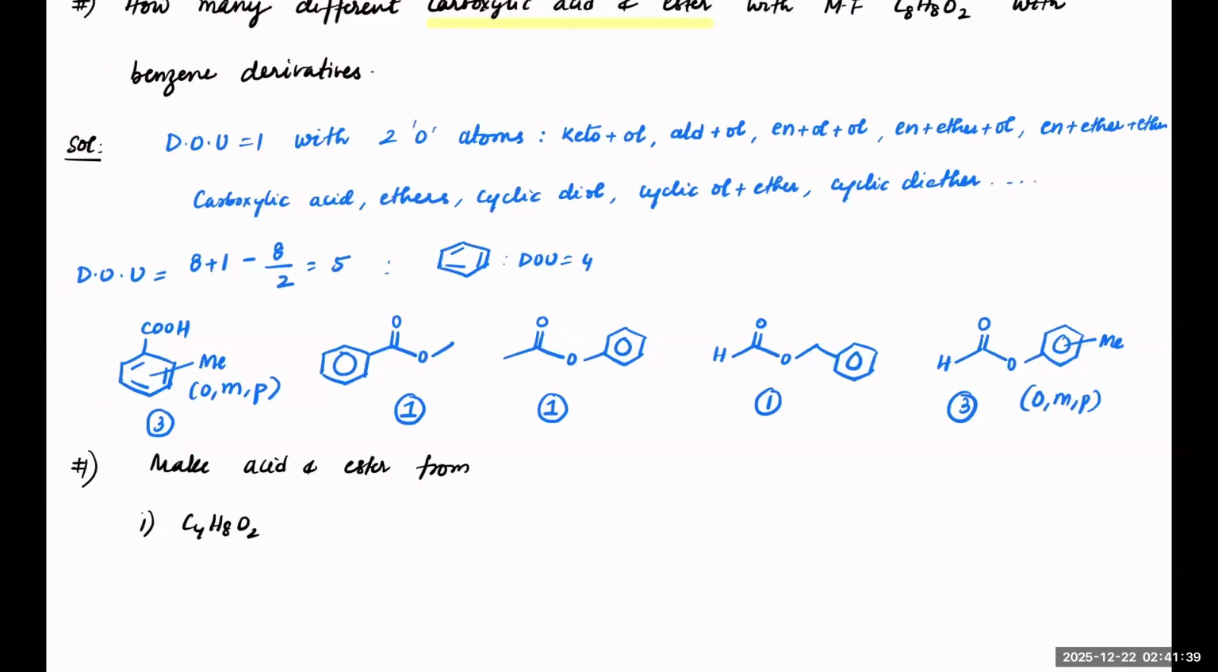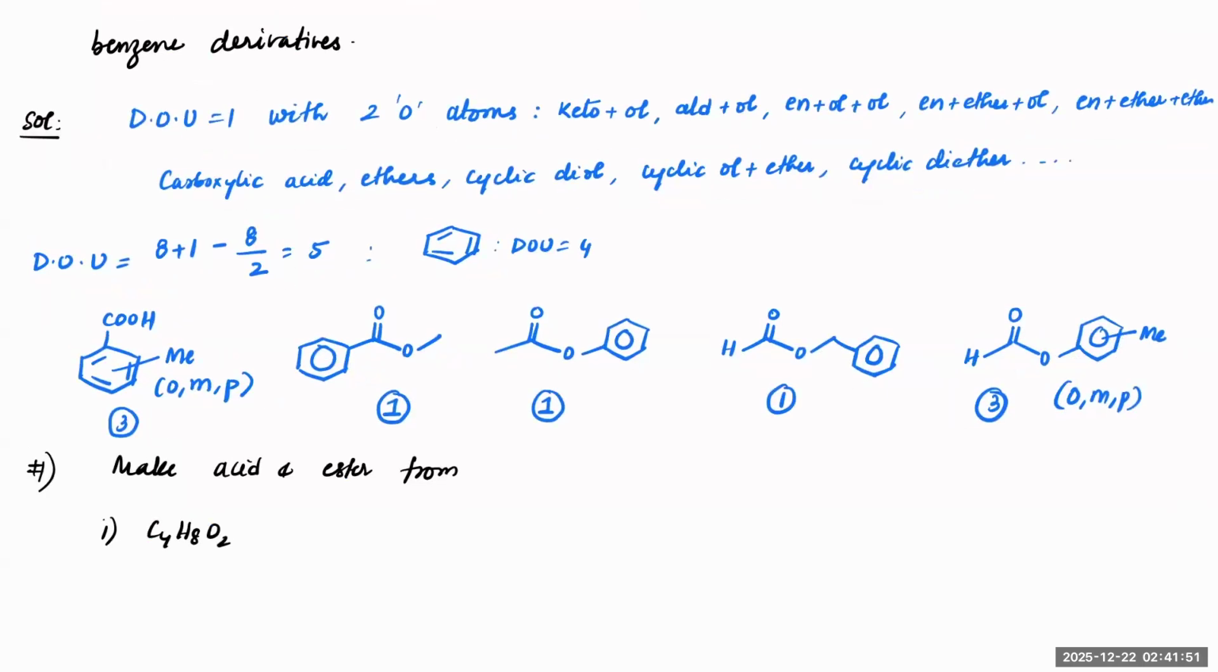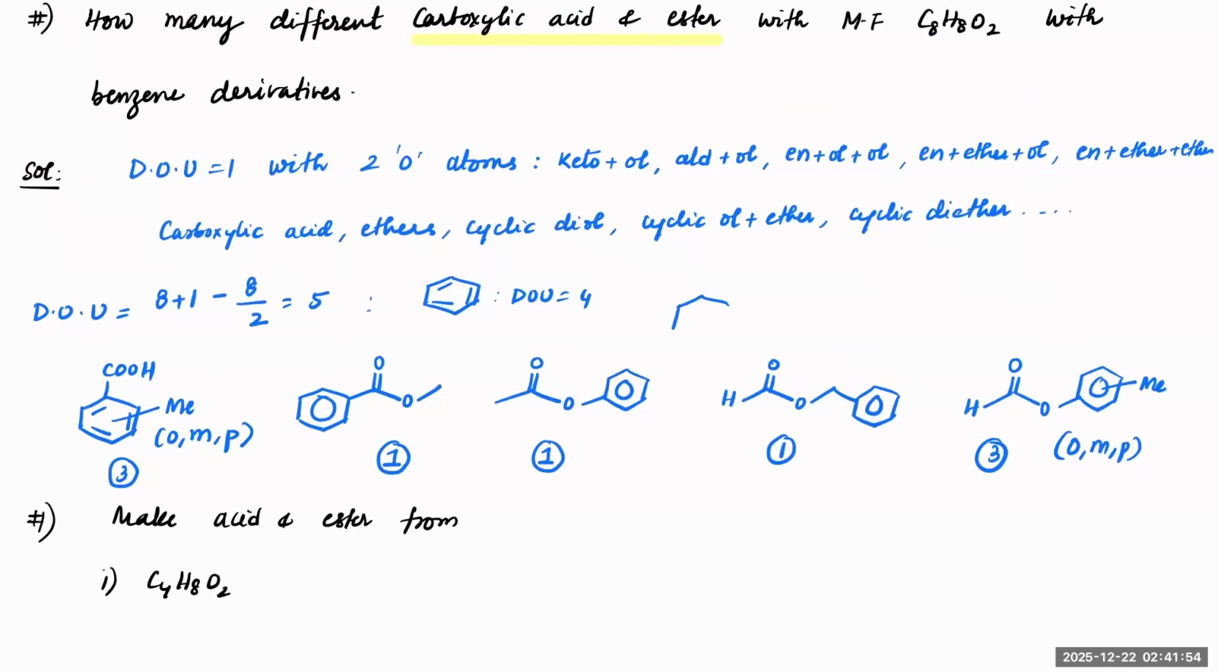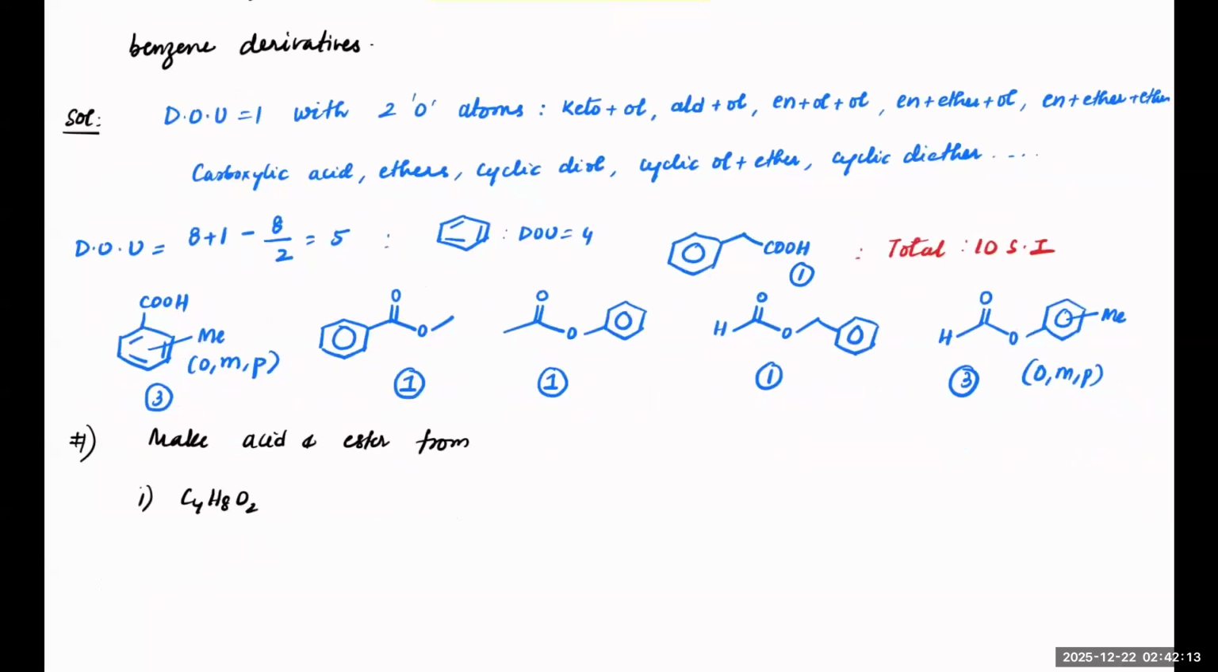So now check out how many total possibilities: 3 plus 1, 4, 5, 6. 6 plus 3, that is 9. One more possibility of acid which I haven't written, that should be the first kind, where you have a methyl between the acid and benzene. So this is one such possibility. So what are we getting? Total 10 structural isomers. So this is what you must have got.